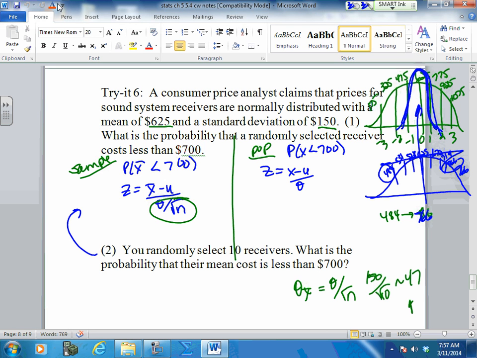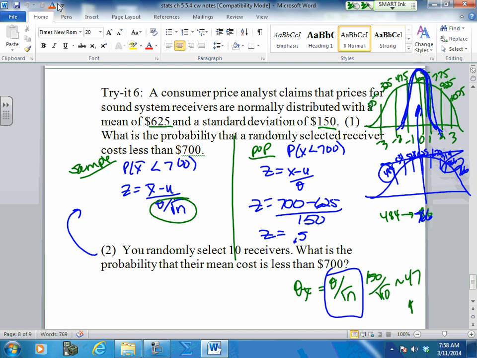I have to take my standard deviation and divide it by the square root of n. So let's work this through. Your z-score says take your x value, the 700, minus your mean, over your normal standard deviation. Everything stays the same for your population. You're picking one random receiver out of your entire population. So when you do this, you get a z-score of 0.5. Everybody okay with that?